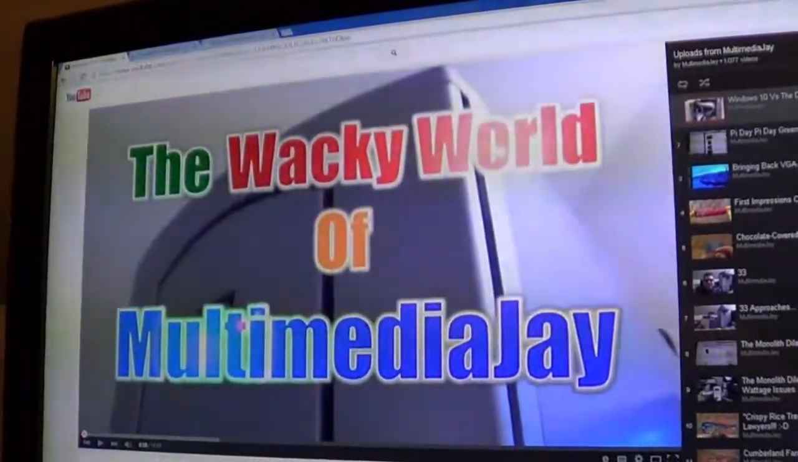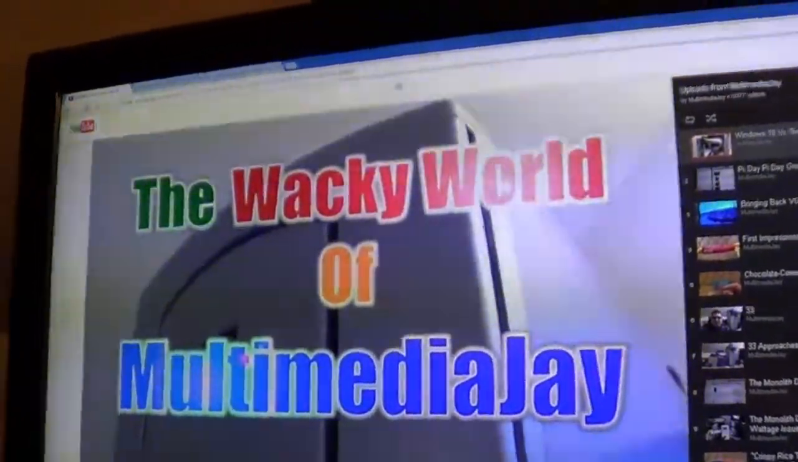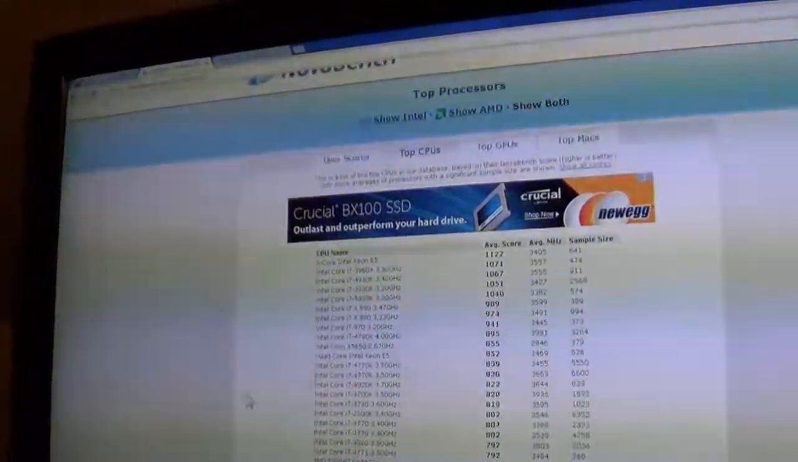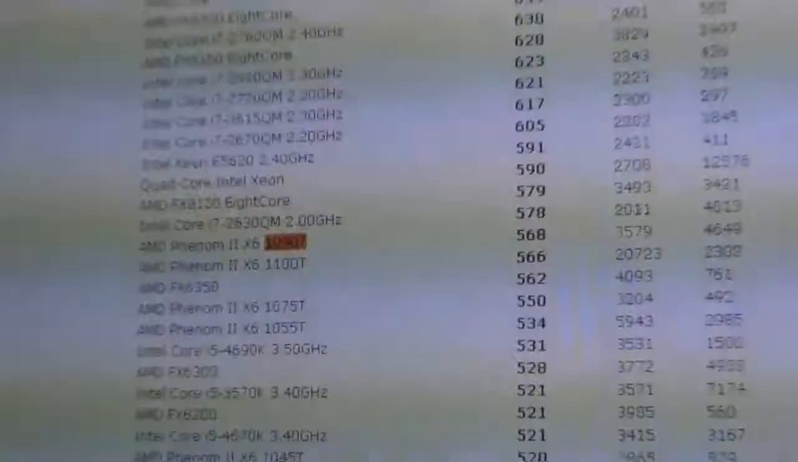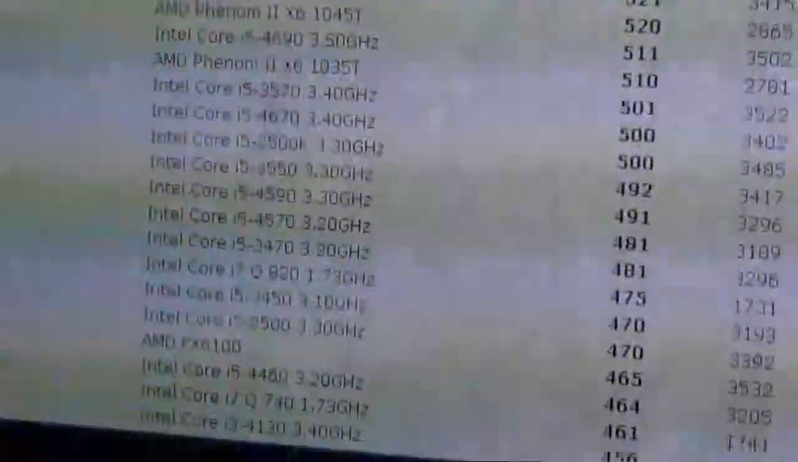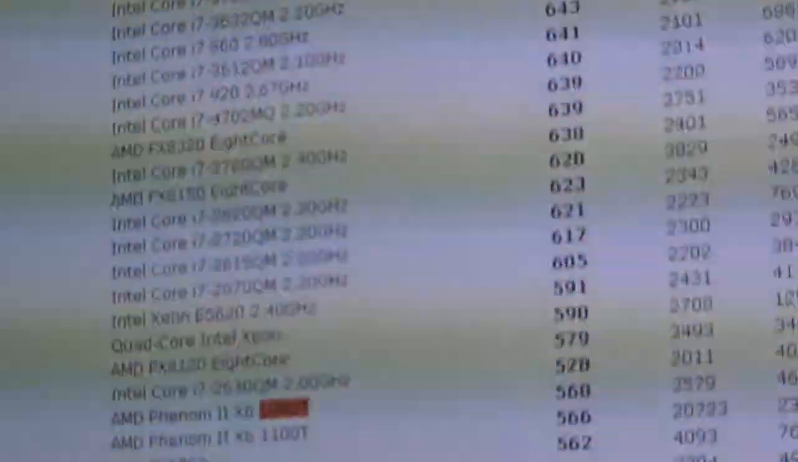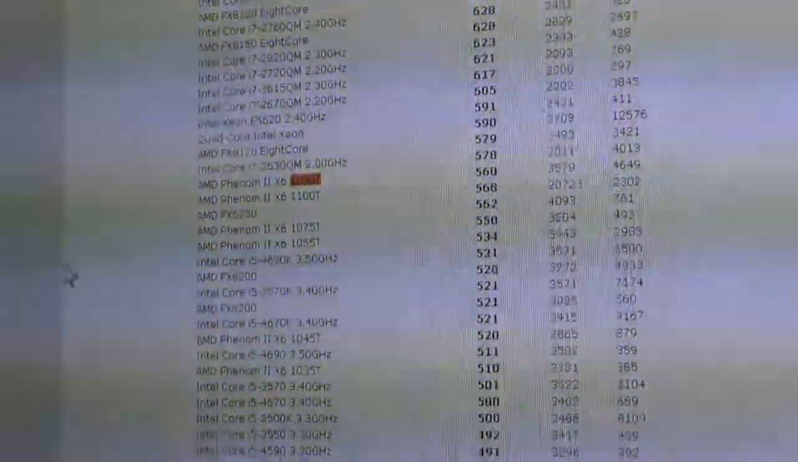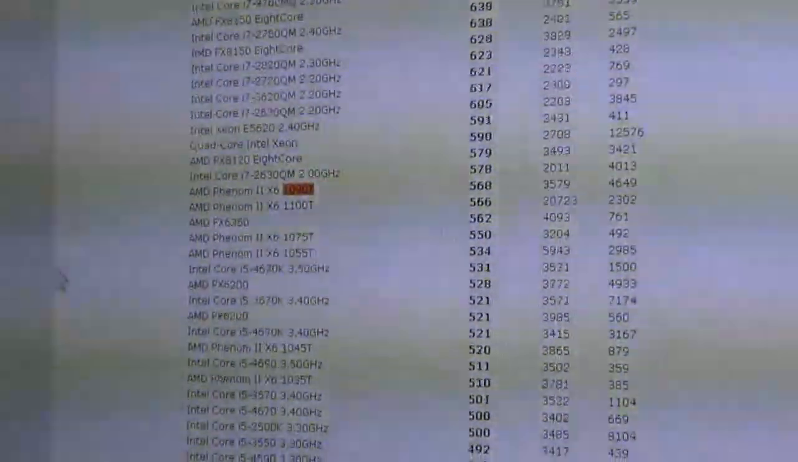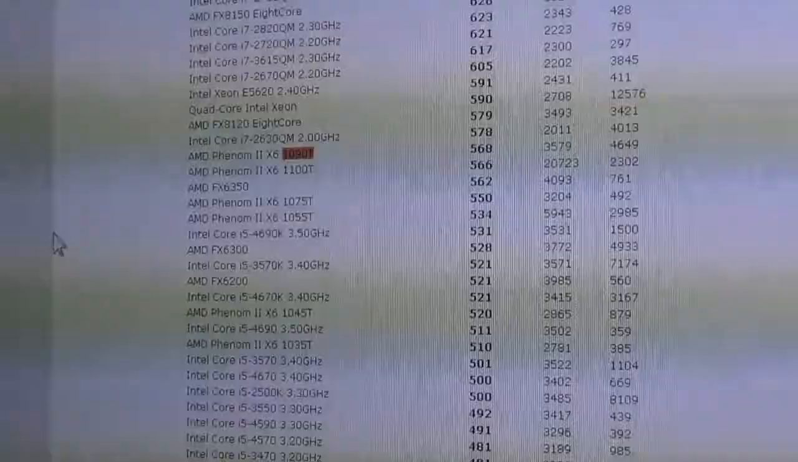Now, the reason why I keep saying that my current system with the 1090T from 5 years ago is in the league of Core i5s is because of NovaBench. So here's NovaBench's processor hierarchy, and there is the 1090T sitting squarely in the middle at 568. If we look above it, Core i7s. If we look below it, Core i5s. It's pretty consistent. Now, the big problem here is that NovaBench is a little too simplistic. This is an all-in-one score that doesn't really break down single-core versus multi-core performance and 64-bit versus 32-bit computing.